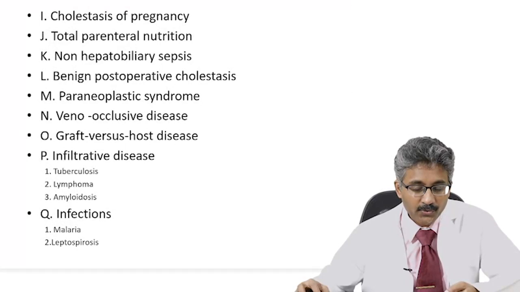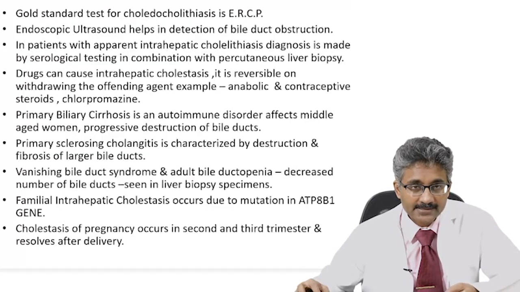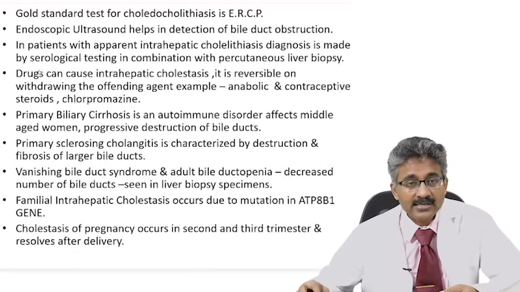Now what investigation you do, and later we'll go for extrahepatic cholestasis. The gold standard for cholelithiasis is ERCP. Endoscopic ultrasound can detect the bile duct obstruction. And those who have intrahepatic cholestasis, you can do serological testing for the viral etiology plus a biopsy for conditions like primary biliary cirrhosis.